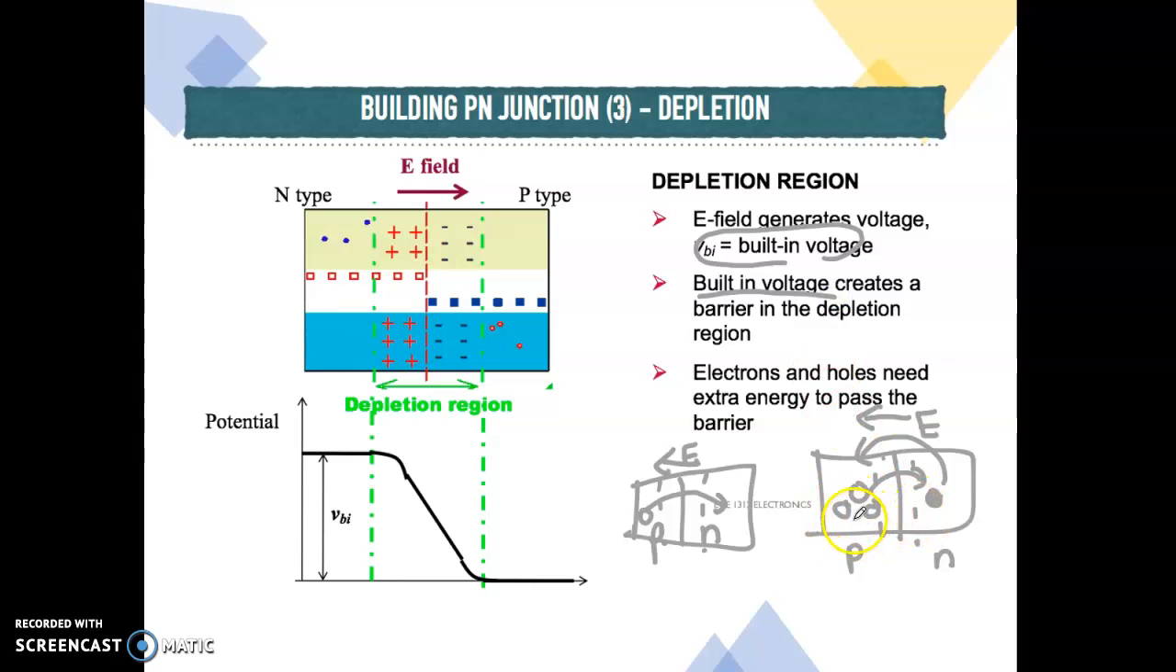So in order to pass that electric field, we need extra energy, right? The extra energy there is what we call built-in voltage. Electron and hole need extra energy to pass the barrier. Why is there extra energy? Because there is an electric field that forces the hole not to flow. It will block the hole from flowing, and block the electron from flowing across the p-n junction. So the term here is what we call built-in voltage.